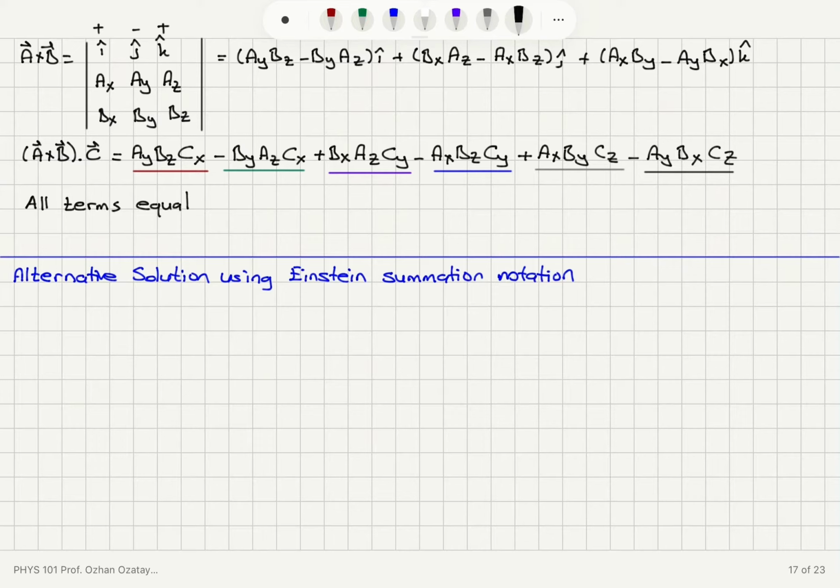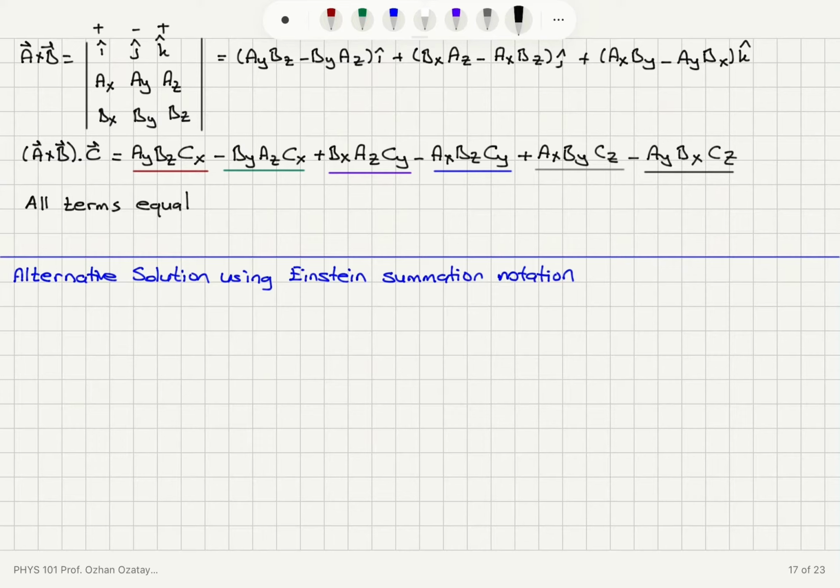Now, is there an easier way to do this? Well, there's a more advanced topic that's using Einstein summation notation. This proof is actually easily done. So just to give you some extra information here, A dot product with B cross C can be written as a sum over the ith component of A vector, ith component of B cross C vector.